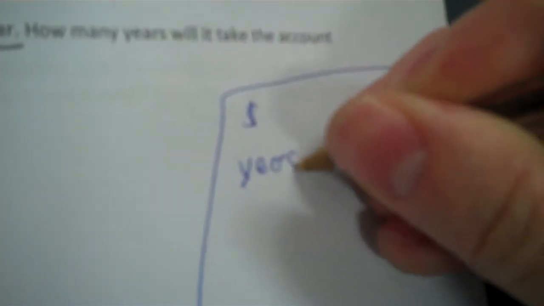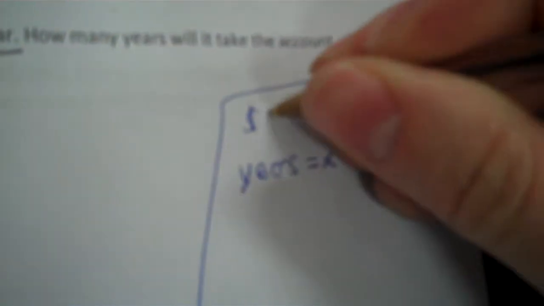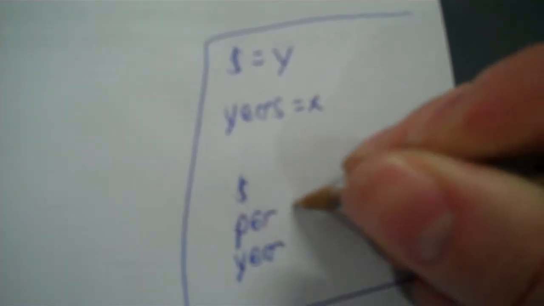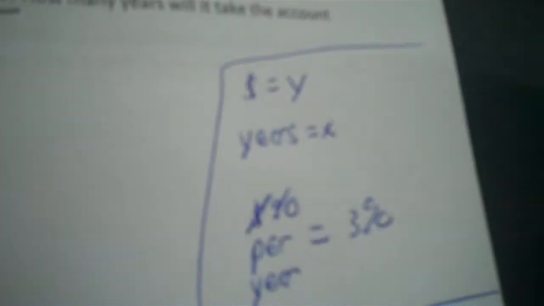So, you're going dollars in years. Years is X, times always X, dollars is Y. So dollars per year. Remember, the time unit is your X. So dollars per year is 3%. So there is no dollars per year. It's a percent per year. So that means it's not going to be a linear function. It's going to be an exponent function. Okay, expo.